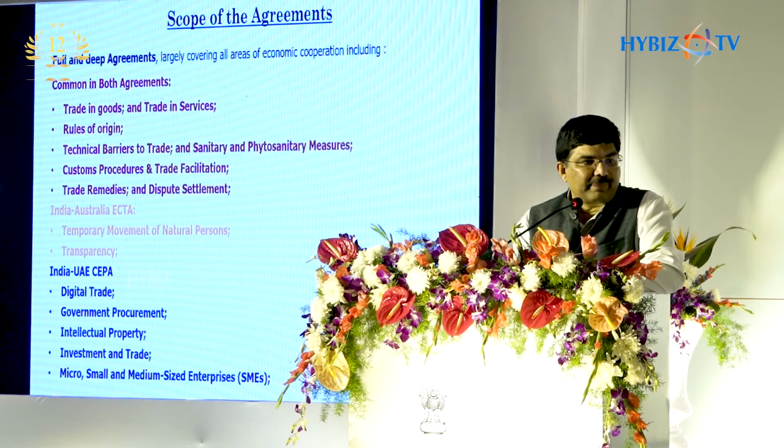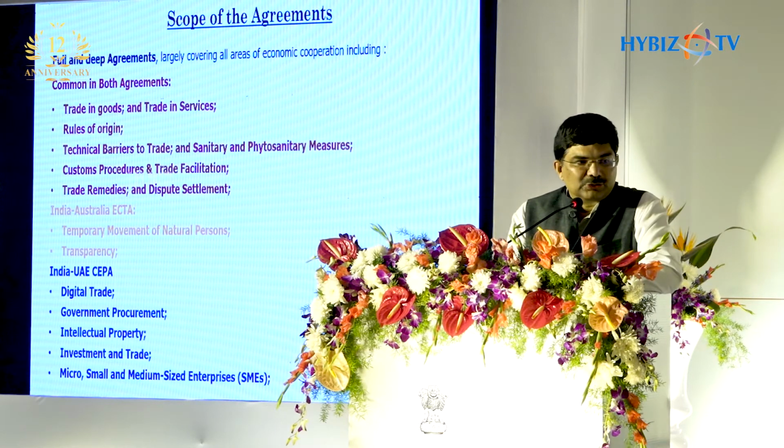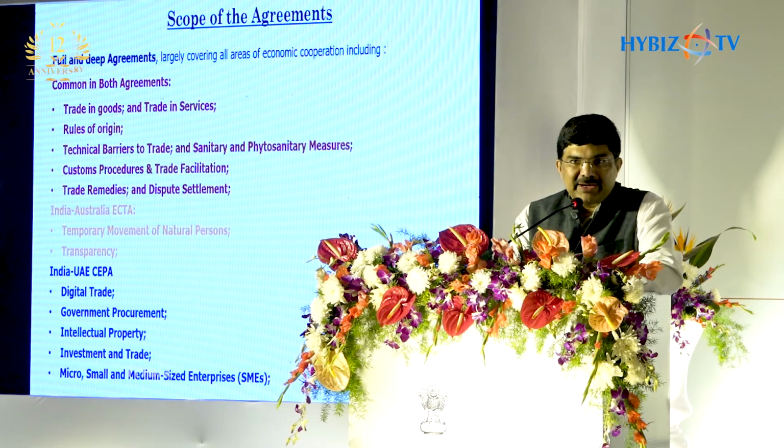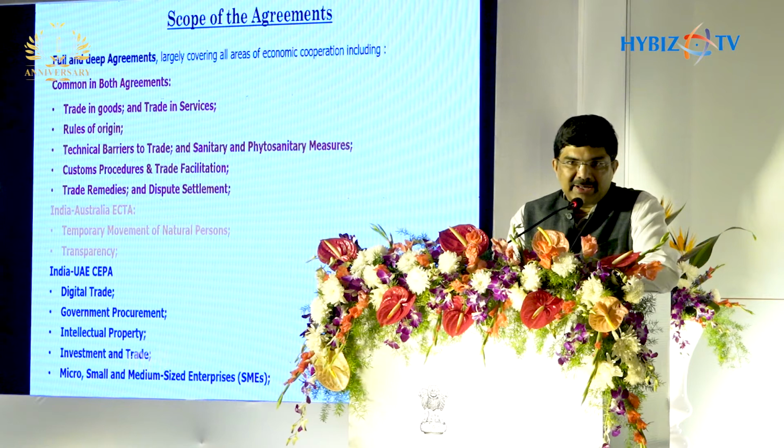Next. Here you can see the scope of the agreements. These are very deep and comprehensive agreements which India has signed after a period of 10 years. Last year we signed a small agreement with Mauritius, but it is a very small agreement where only 5% of the tariff lines have been covered. Unlike that, these two agreements are very deep. You can see the scope. The chapters in red color are common to both agreements: goods, services, rules of origin and others.